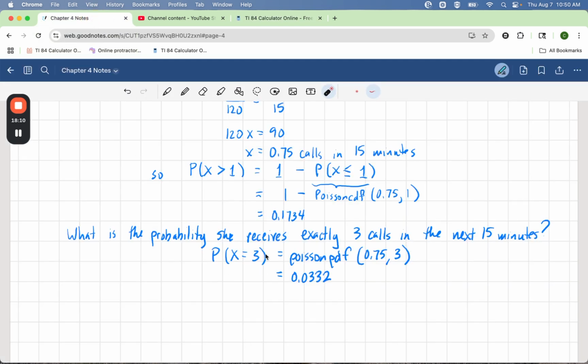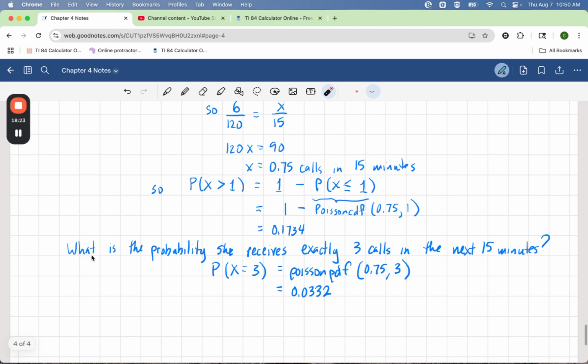So that is the binomial and Poisson distributions as part of the discrete distribution chapter. Next chapter we'll be doing the uniform distribution and talking about continuous probability distribution functions.